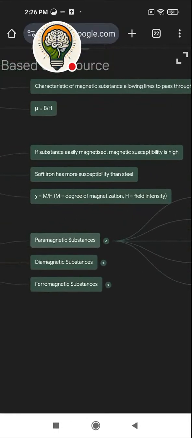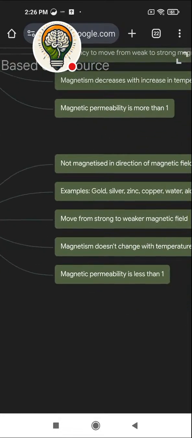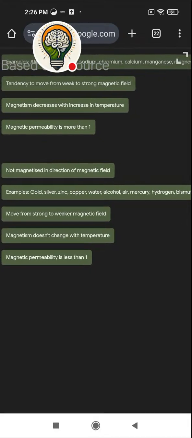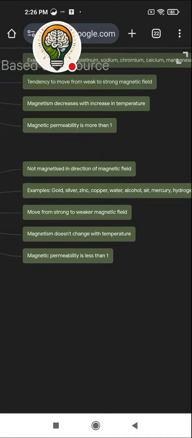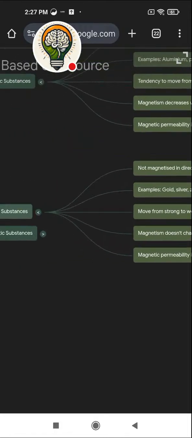Then comes the diamagnetic substance. A diamagnetic substance is not magnetized in the direction of the magnetic field. Examples: gold, silver, zinc, copper, water, alcohol, air, mercury, hydrogen, bismuth, antimony, lead, silicon, nitrogen, NaCl. It tends to move from a strong to a weaker magnetic field. Magnetism does not change with temperature. Magnetic permeability is less than 1.